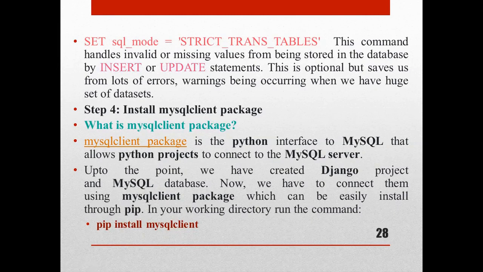So till now we have seen how to create a Django project and how to create a MySQL database. Now we are going to see how to connect that MySQL client package, which can be easily installed through a pip command in our working directory. Simply write on your command line in the working directory: pip install mysqlclient. After executing this command, it will install the MySQL client package.